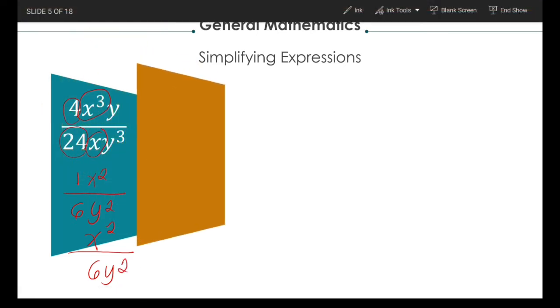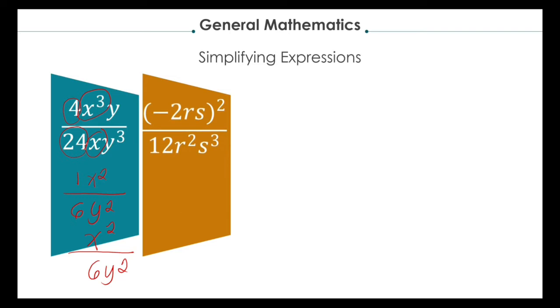Next example. So, let us have quantity negative 2r s quantity squared all over 12r squared s cubed. So, this time, we will apply the PEMDAS on the numerator. So, isimplify muna natin yung numerator. Then, we can now simplify the whole expression. So, we have positive 4 r squared s squared all over 12 r squared s cubed.